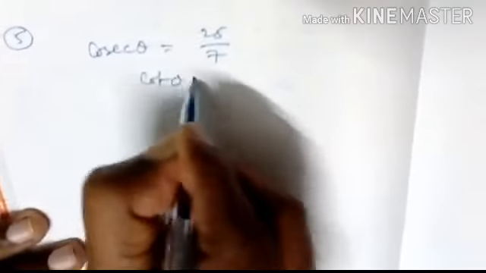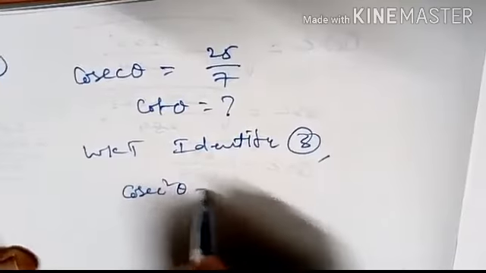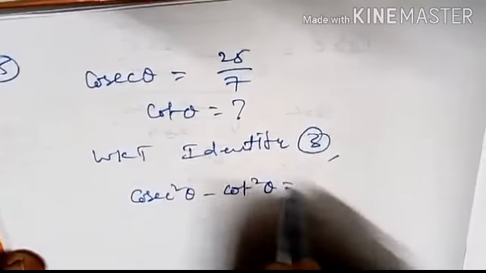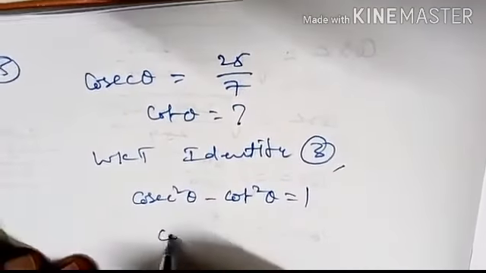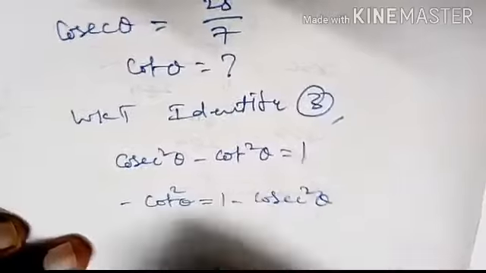And the fifth question, cosecant theta is equal to 25 by 7. Cot theta is equal to how much? We know that identity 3, cosecant square theta minus cot square theta is equal to 1. So cot square theta is equal to cosecant square theta minus 1.